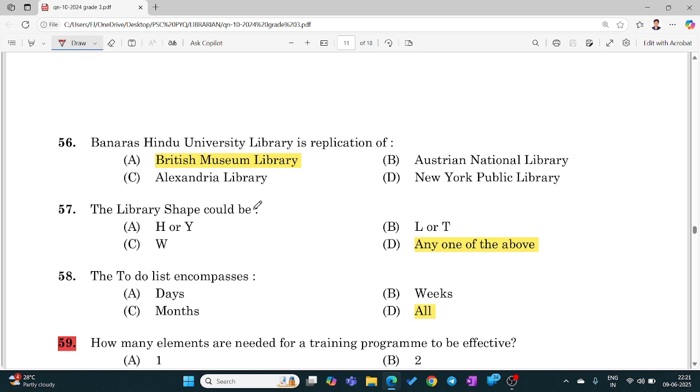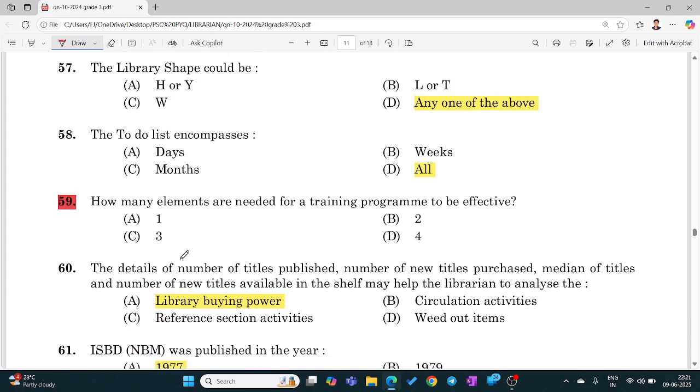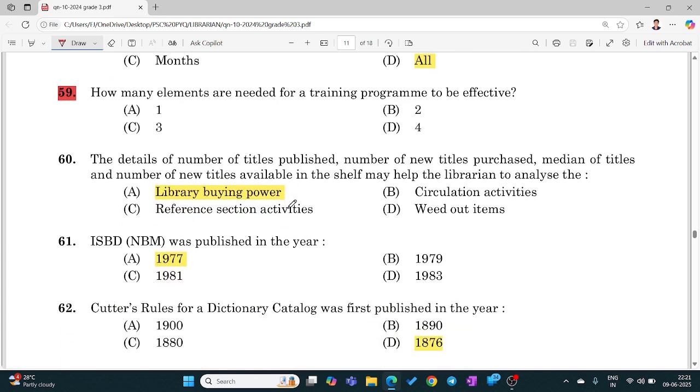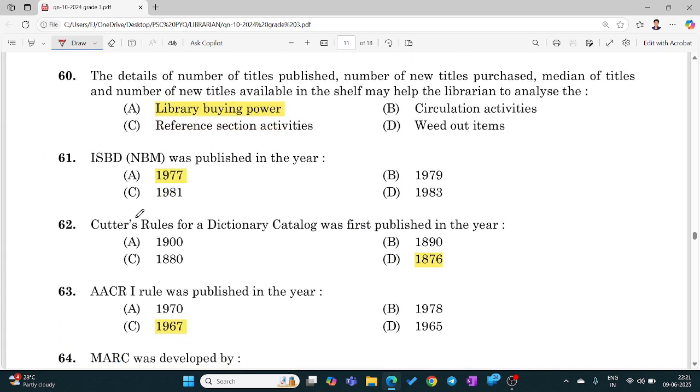The library shape could be H or Y shape, L or T shape, or W shape. The to-do list encompasses days, months, and weeks. The 59th question is a cancelled one.